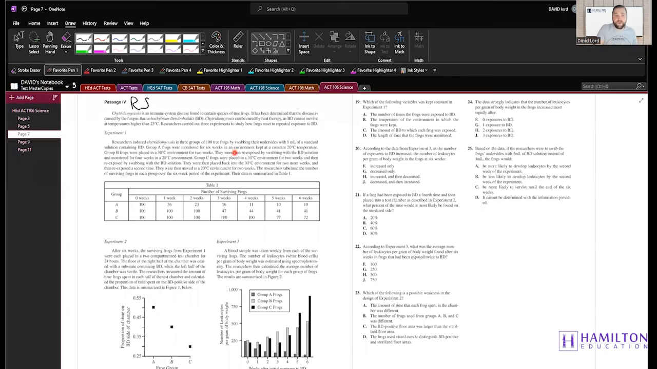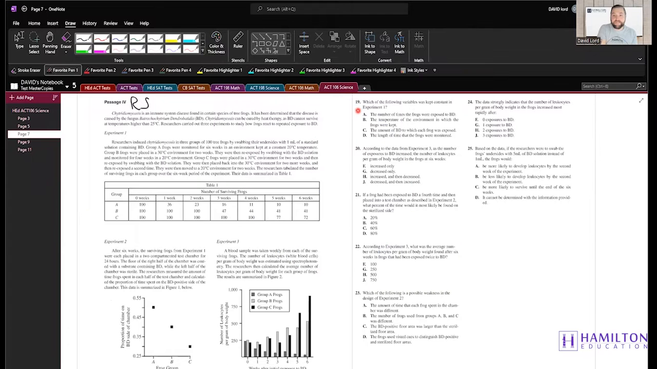Intro to passage 4. This is another Reese's passage, and we're going to be looking at it because it has experiments 1, 2, and 3. We got different charts, tables, and graphics. So we're going to be talking about BD and how it affects a specific type of tree frog. But on that, though, we're going to get started with the questions. Let's go.